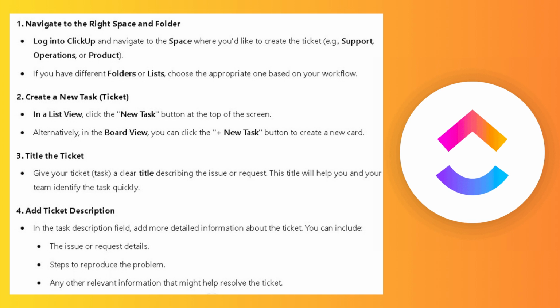Create a new task, such as a ticket. In a list view, click the New Task button at the top of the screen. Alternatively, in the board view, you can click the plus icon to add a new task.